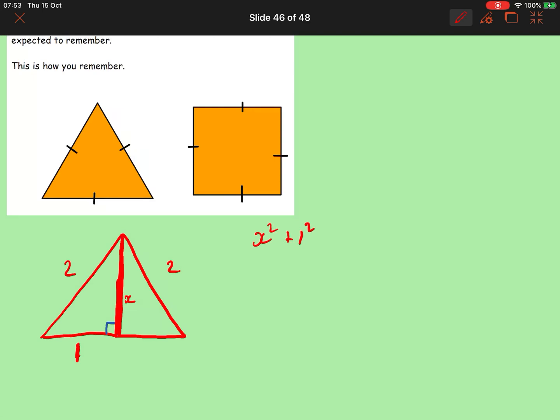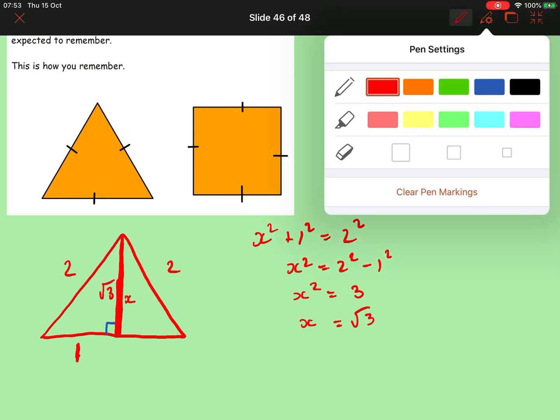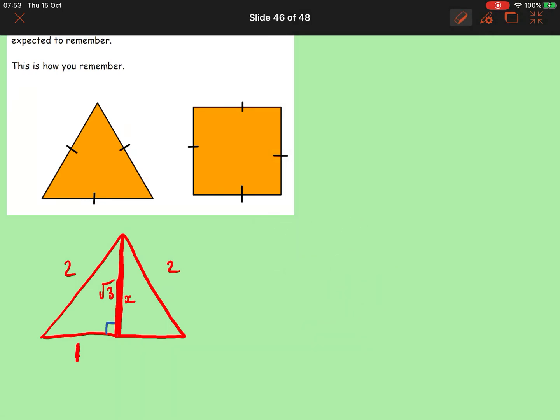We know that x squared plus 1 squared is equal to 2 squared. So x squared equals 2 squared minus 1 squared. x squared equals 3. So x equals root 3. So the height of this triangle is root 3. And we also know the angles because it's an equilateral triangle. I know that this angle must be 60 degrees. I already know that I've got a right angle, 90 degrees. And this angle must be 30 degrees because it's half of the angle within the equilateral triangle.